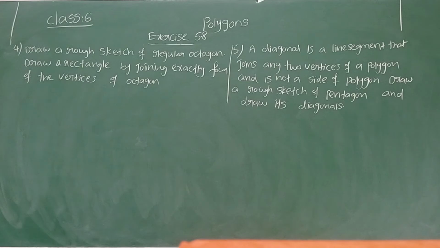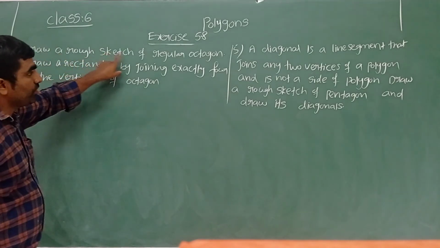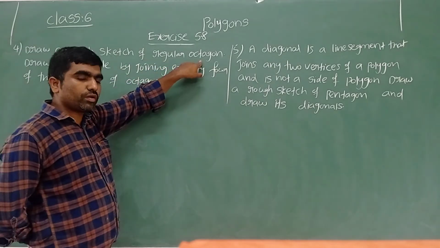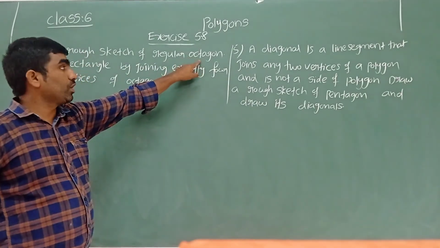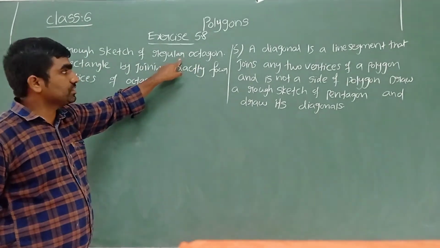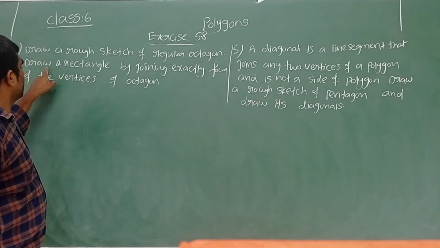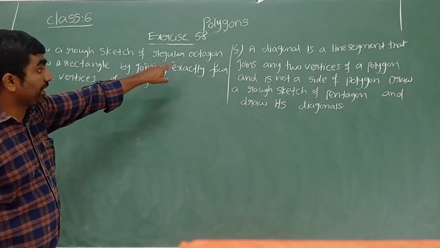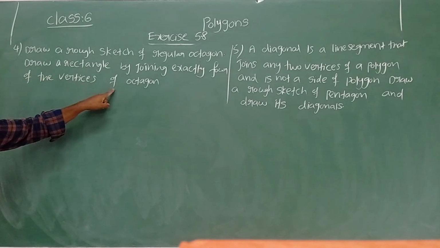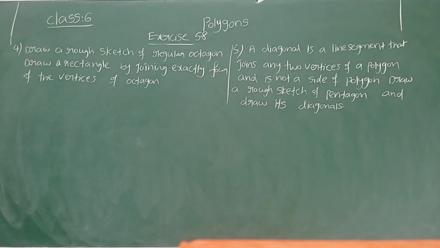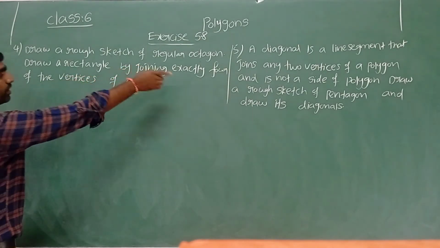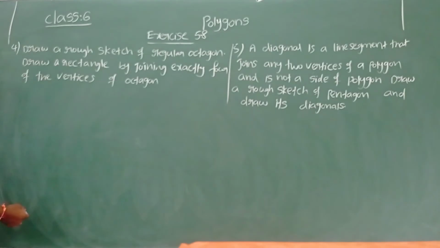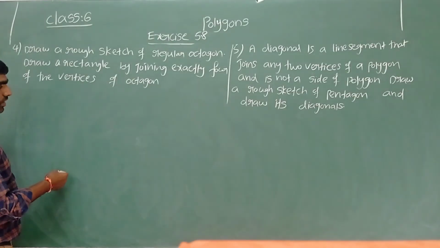Okay, now let's see exercise 5.8, fourth bit. Draw a rough sketch of a regular octagon. Octagon means 8-sided polygon. Regular means all sides are equal, all angles are equal. Draw a rectangle by joining exactly 4 of the vertices of the octagon. So let us draw one regular octagon which has 8 sides, all of equal length.